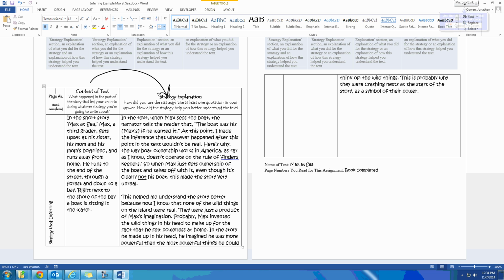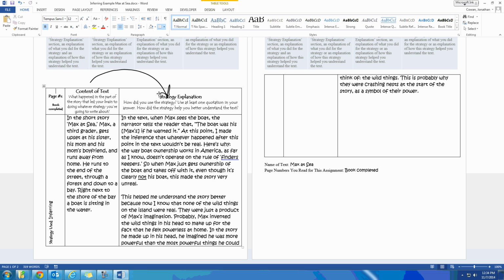Here's what I said. In the short story Max at Sea, Max, a third grader, gets upset at his sister, his mom, and his mom's boyfriend, and runs away from home. He runs to the end of the street, through a forest, and down to a bay. Right next to the shore of the bay, a boat is sitting in the water. That's all I needed to summarize to get to the inference that I made.